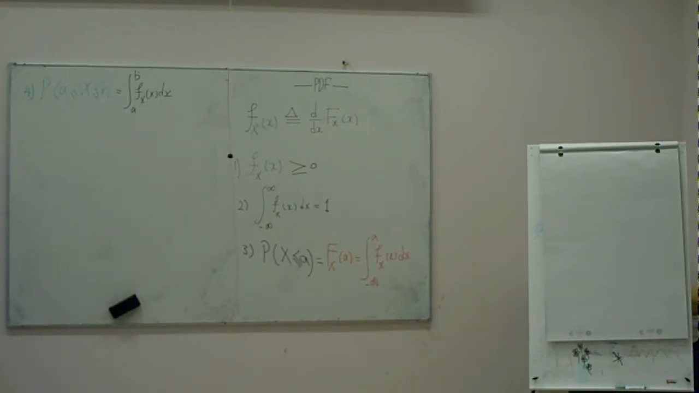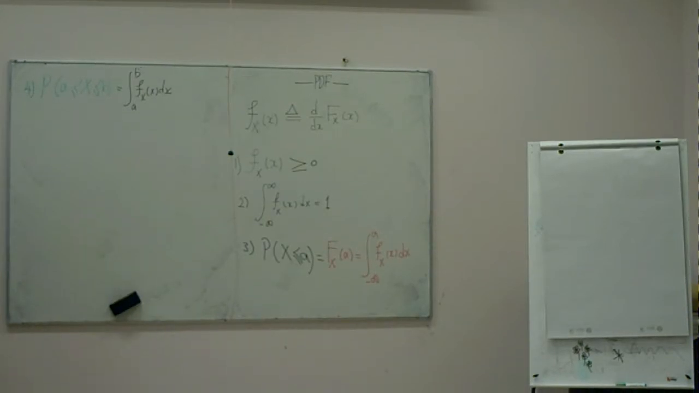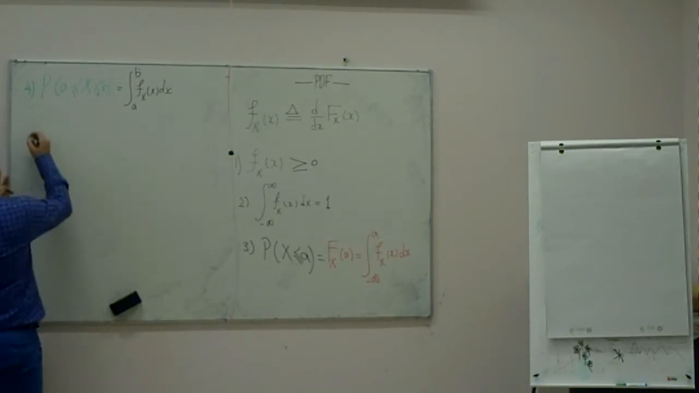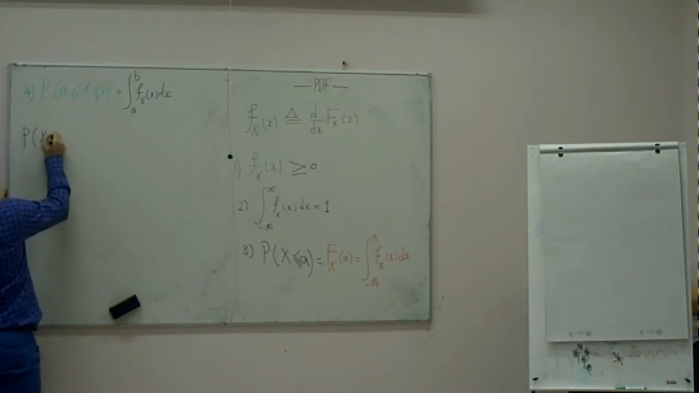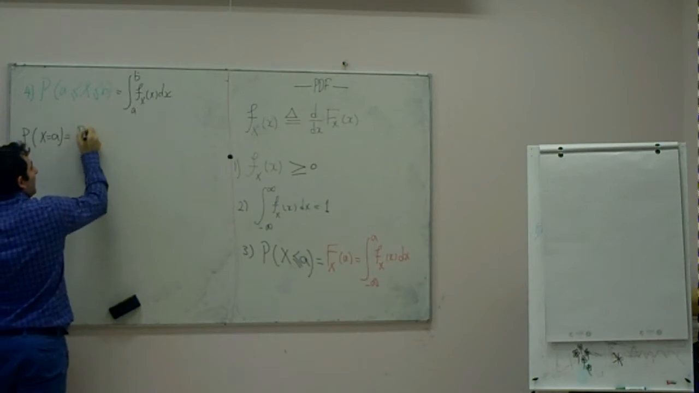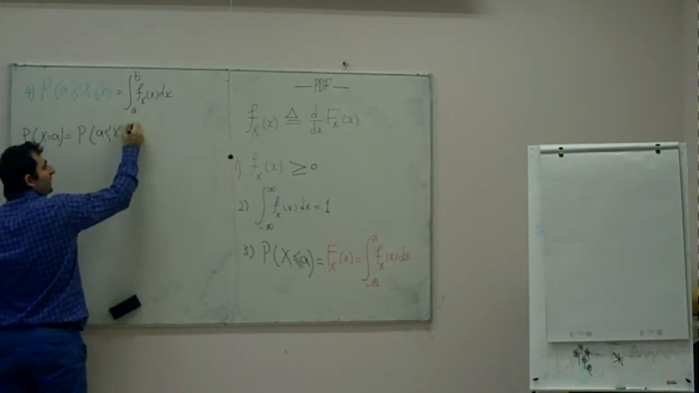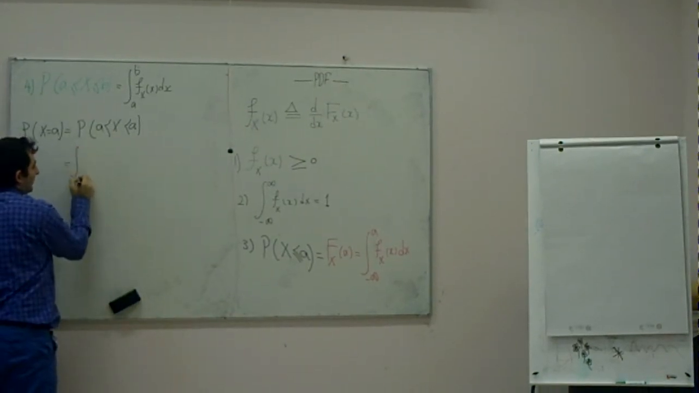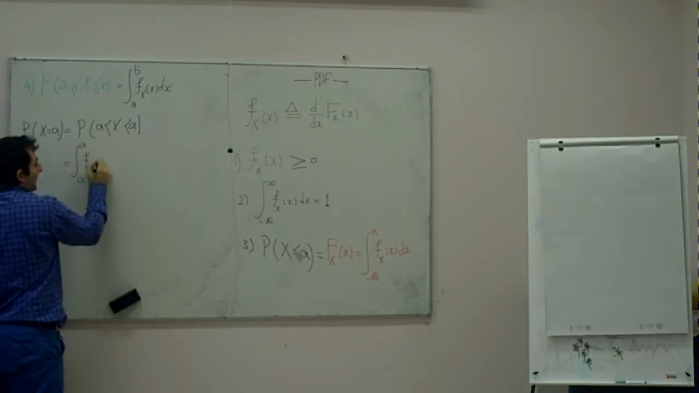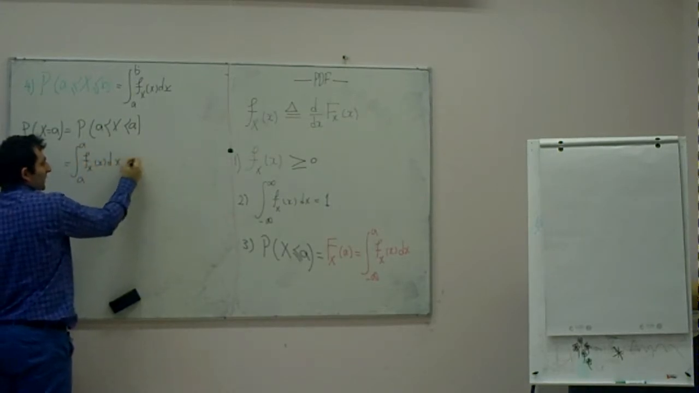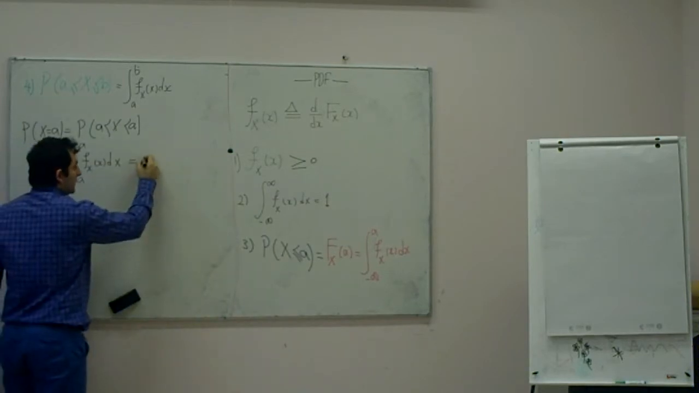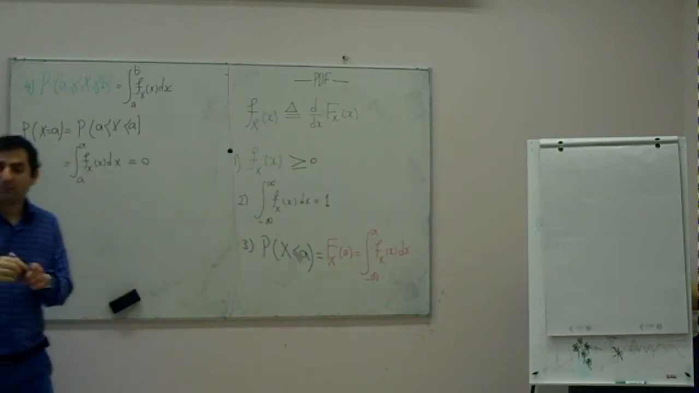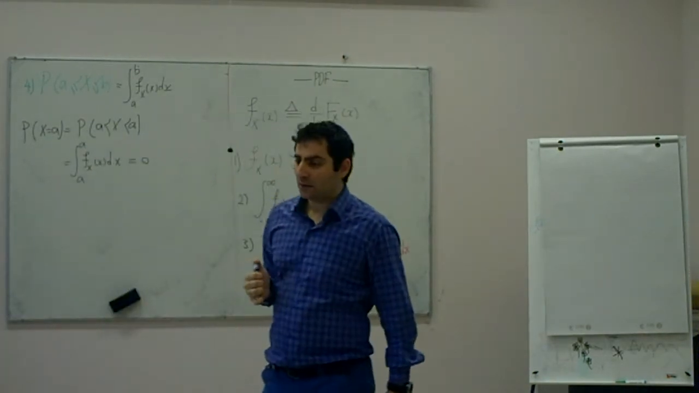Now, this is for a continuous random variable, right? And we said that the probability of x equal to a is the probability of x between a and a, right? And this is the integral from a to a of f of x dx. What is the result of this integral? 0. So it's once more proof that the probability of a point when we have a continuous random variable is 0.